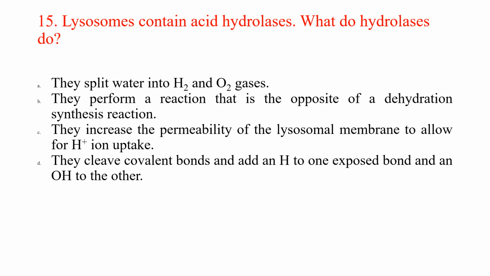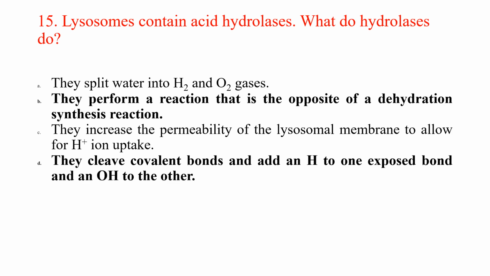15. Lysosomes contain acid hydrolases. What do hydrolases do? A. They split water into hydrogen and oxygen gases. B. They perform a reaction that is opposite of a dehydration synthesis reaction. C. They increase the permeability of lysosomal membranes to allow for proton-ion uptake. Or D. They cleave covalent bonds and add hydrogen to one exposed bond and hydroxyl to the other. The answer is twofold, B and D.